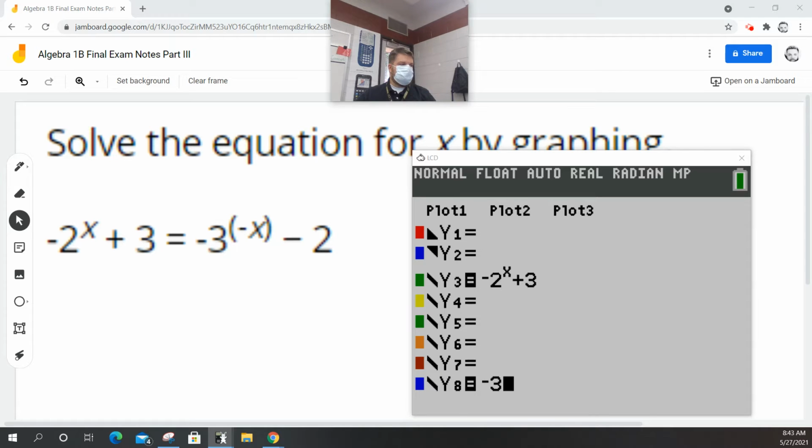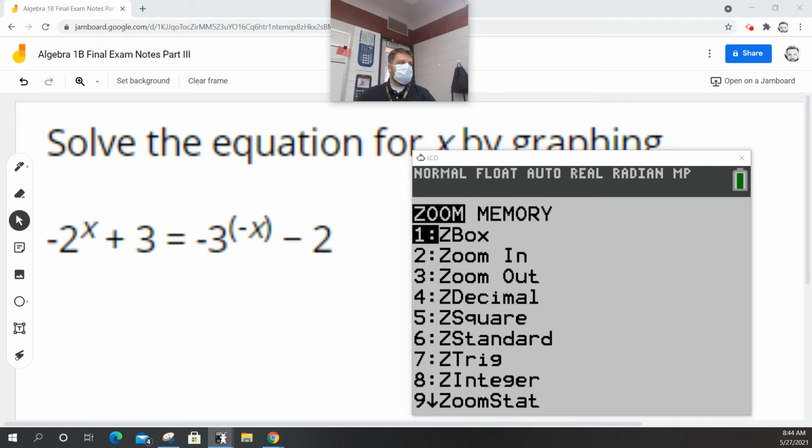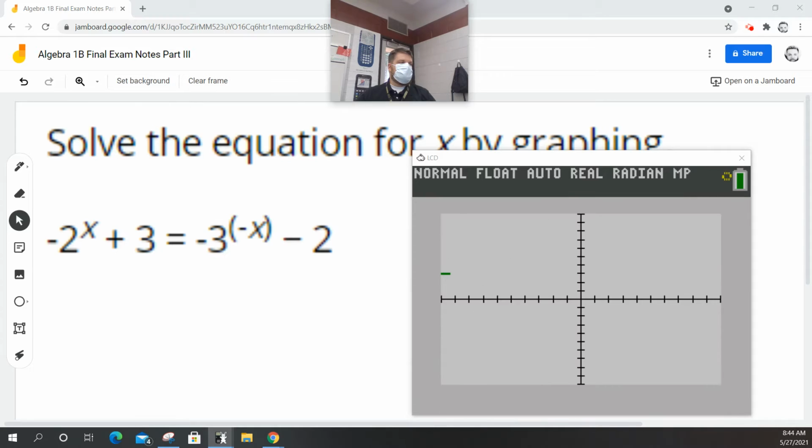And then I'm going to graph negative 3 times negative x. Oh, no, wait. Shoot. Negative 3 raised to the negative x minus 2. And I'm not sure where this is going to cross, but we'll just do a standard zoom and see what we get. So there's my first function.